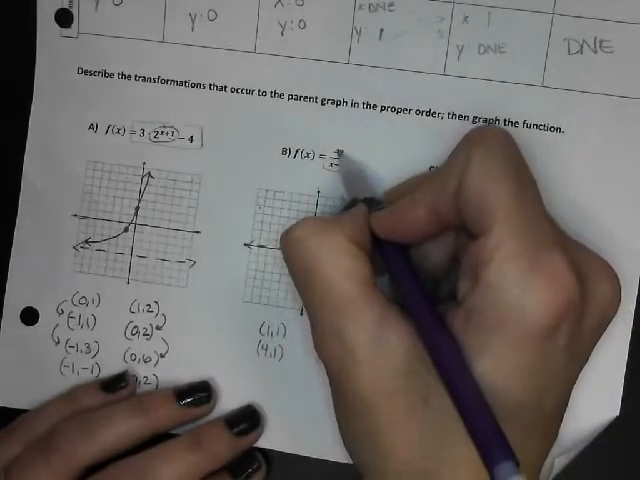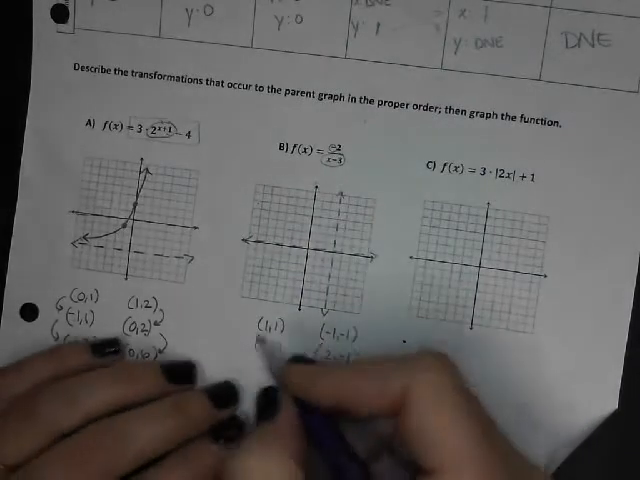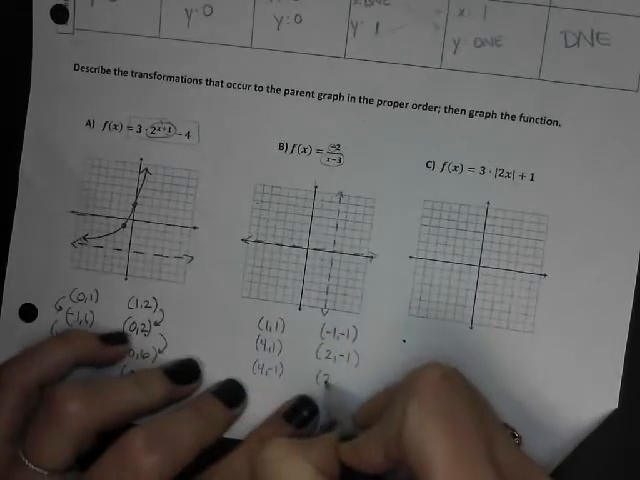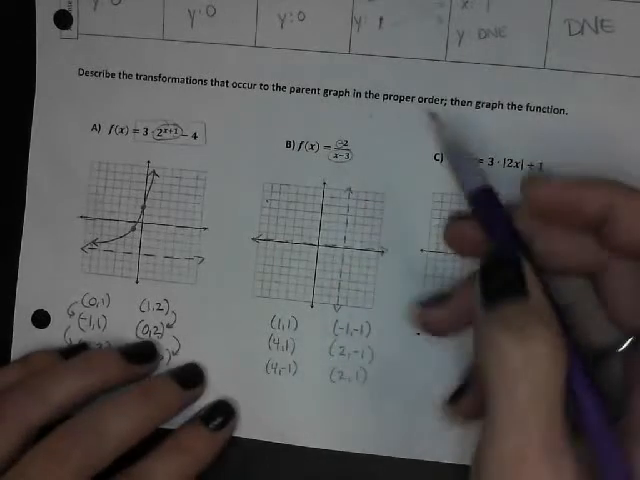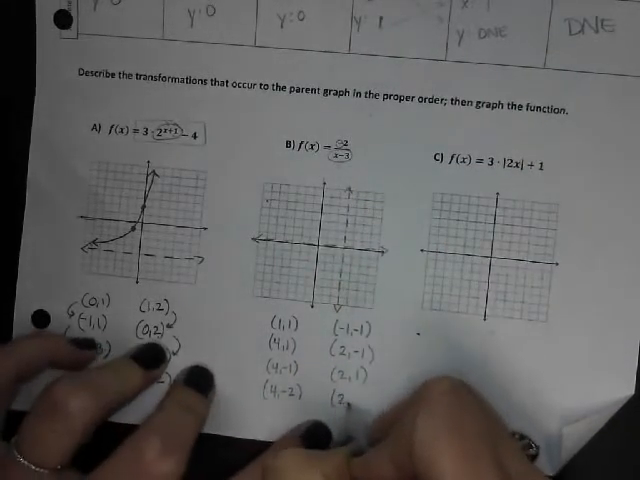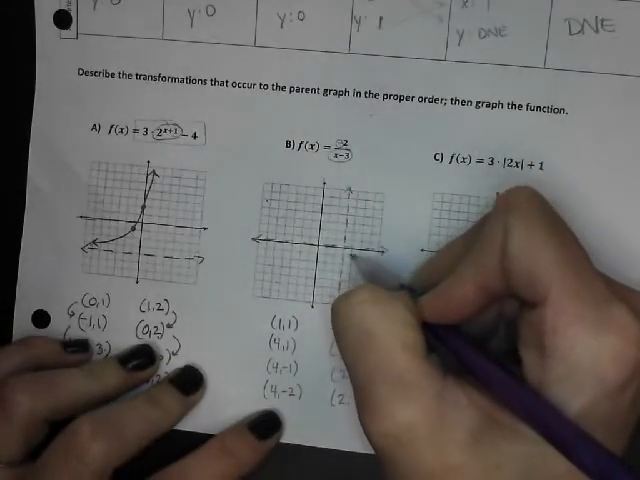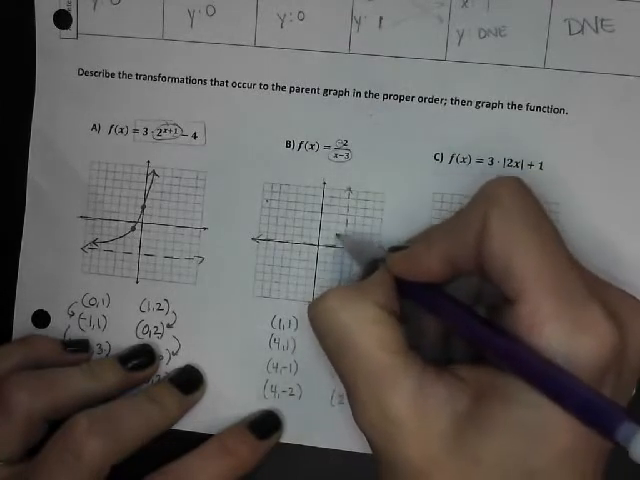So then we do have a negative, so that's a vertical flip. That's going to affect your y-coordinate. It's going to flip it upside down, negate it. And then we have a vertical stretch by 2. So we're going to double our y coordinates. Double that. So your new points are (4, -2) and (2, 2).